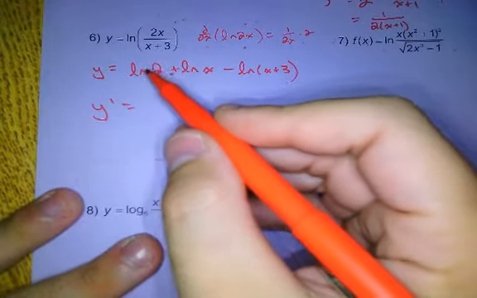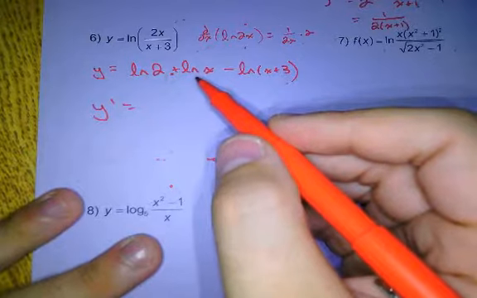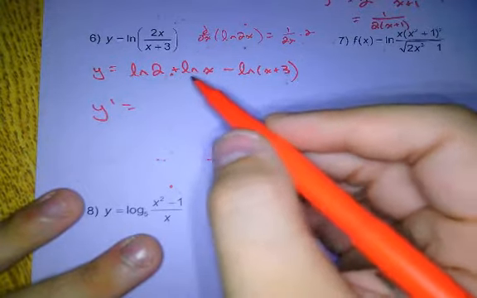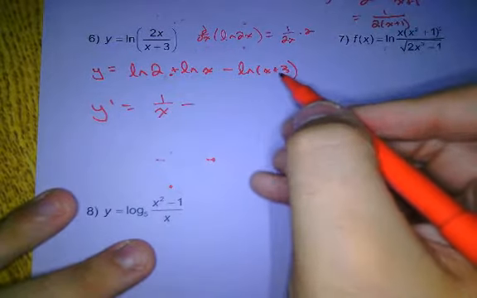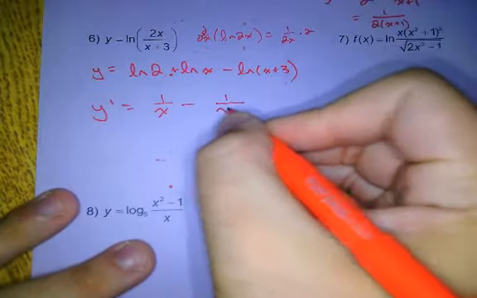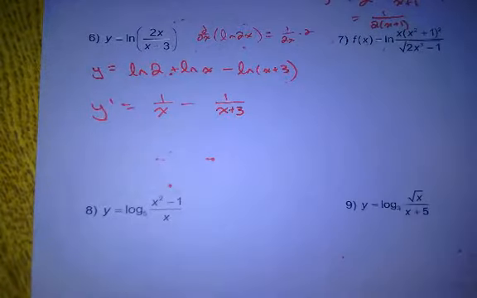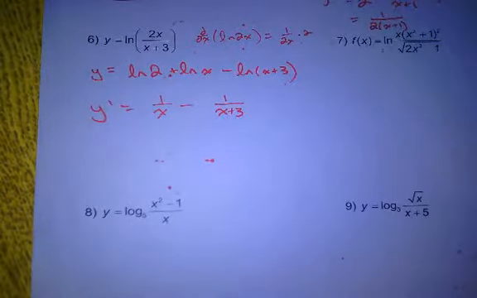So the ln of 2, the derivative is 0. 2 is a constant, not a variable. What's the derivative of ln of x? Minus. What's the derivative of ln of x plus 3? Boom. Don't need to combine it.